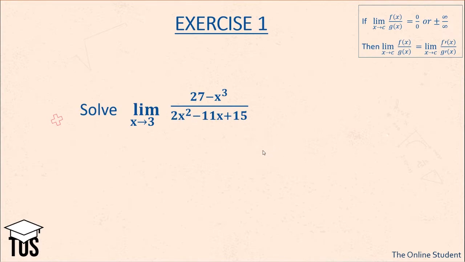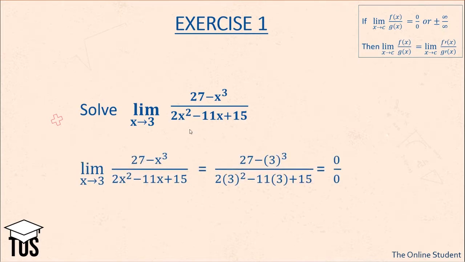First of all, let's check if we get an indeterminacy so we can use L'Hospital's rule. We fill in the value 3 for x. This gives us 27 minus 27 divided by 18 minus 33 plus 15, which comes down to 0 to 0. So we can use L'Hospital's rule. We'll call the nominator the green function and the denominator the red function.